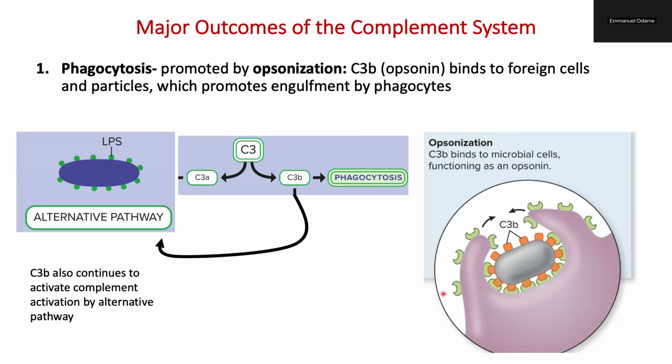First one is phagocytosis, which is promoted by opsonization, basically through C3b as an opsonin. It binds to foreign cell particles, which promotes the engulfment by phagocytosis. So as you can see from here, we have C3b present, and it helps in the recognition of the pathogen, and then helps in the engulfing of the microbe itself. C3b is the green. It binds to the microbial cells as an opsonin, and it just helps in the engulfing.